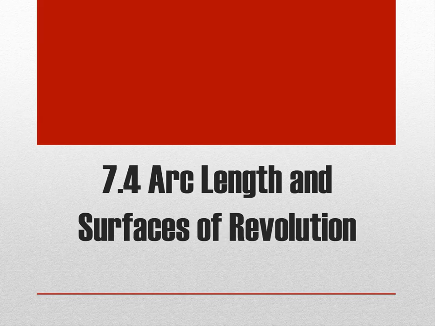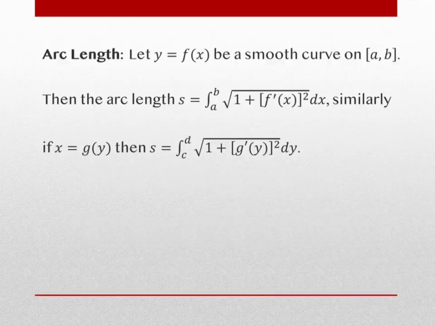And now we're not going to just use a curve that's very specified, like a circle. We're going to use something that's arbitrary. And so that's where we're starting. All right, so arc length. So we're going to let y equals f of x be a smooth curve on the interval from a to b.